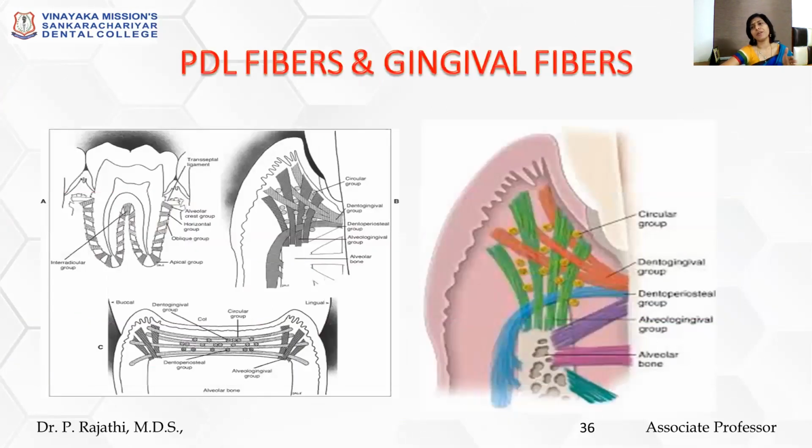So we have seen the periodontal ligament fibers. There is also something called gingival fibers. Here I'm going to add a note on the difference between periodontal ligament fibers and gingival fibers. In this picture, you can see the alveolar crest group, horizontal group, oblique group, and apical group of fibers. All these fibers we have already explained. And this is the gingiva.